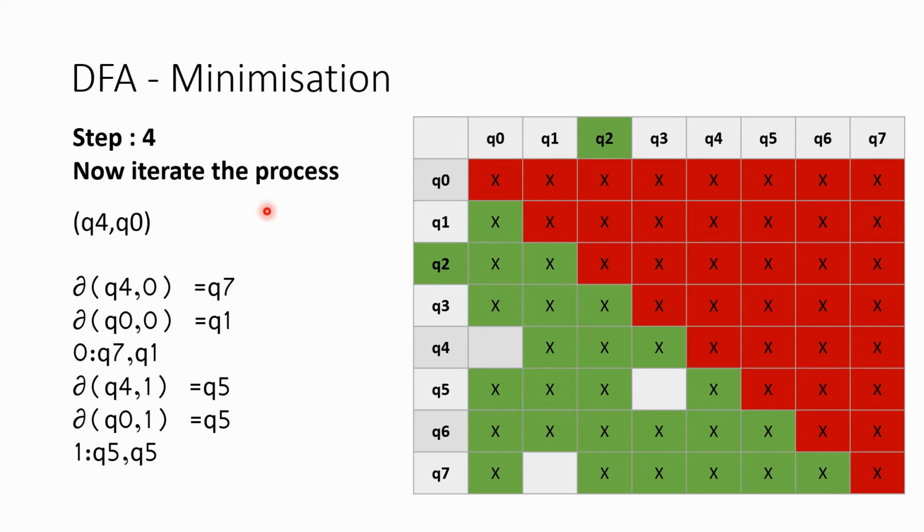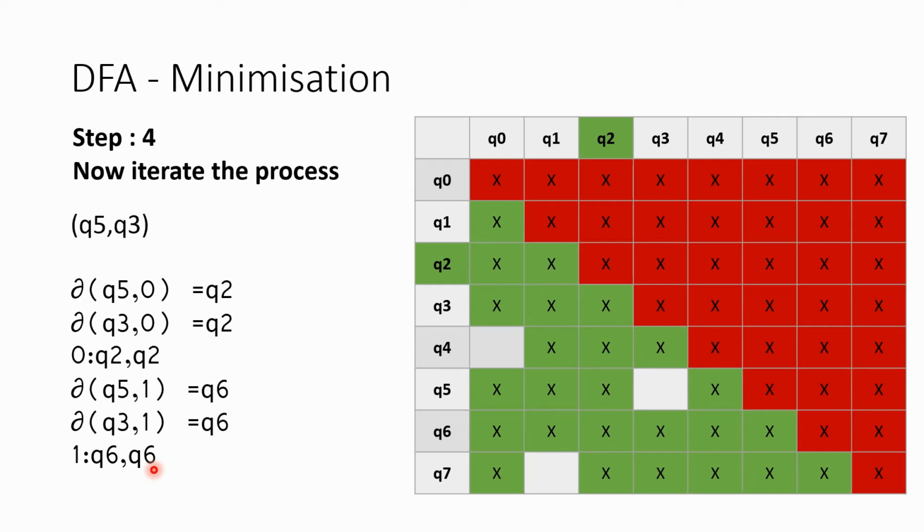Now we have to iterate the process for the remaining unmarked tuple sets. So the first unmarked tuple set in this iteration is Q4, Q0, for which we have got the transition values Q7, Q1 and Q5, Q5 for 0 and 1 respectively. Now we can find that we still can't mark Q4, Q0 as non-equivalent tuple sets because neither Q7, Q1 is marked nor Q5, Q5 is marked as non-equivalent. Though Q5, Q5 is marked as invalid, it is not a non-equivalent tuple set.